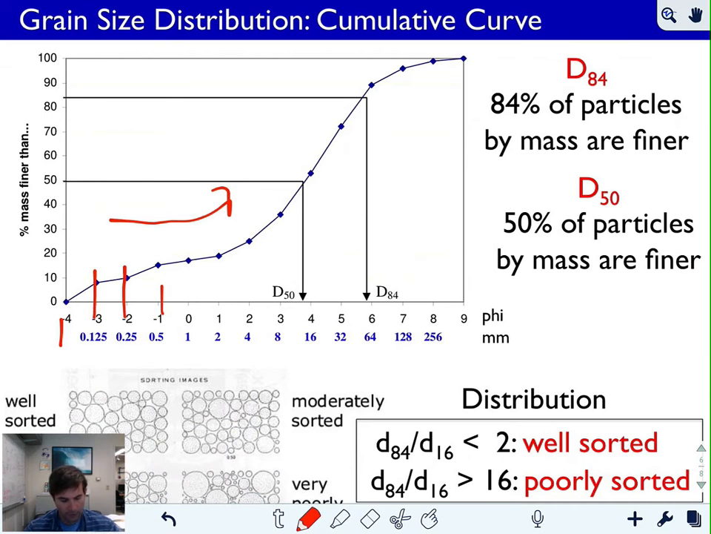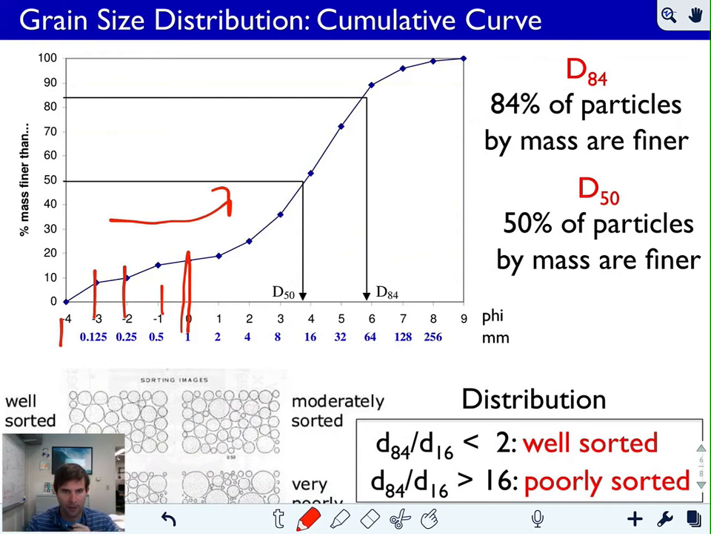So at any grain size, for example, around here, about 1 millimeter, this is around coarse sand, I believe, you have that 20% of the mass in this sample is finer than that. So this is a fairly coarse sample, this particular one right here. A lot of the mass in the sample is made of coarser substrates.